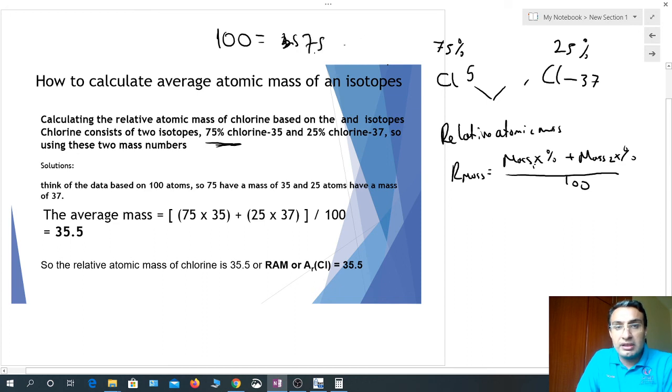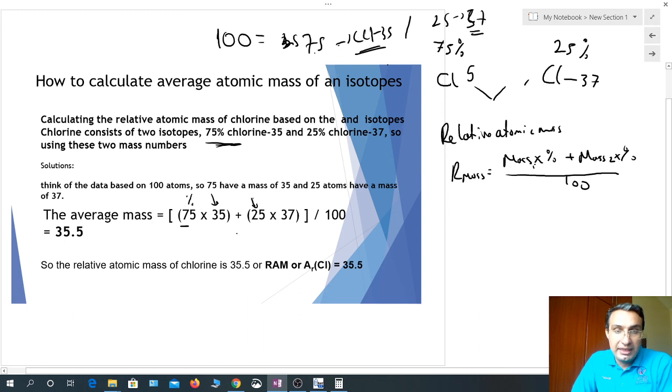75 molecules are chlorine 35. It means that 75 atoms or particles have 35 atomic mass, and 25 particles have 37 atomic mass. So when we calculate like this, you can see 75 multiplied by 35, where 75 is the abundance percentage and 35 is the mass, plus 25 multiplied by 37, divided by 100. So the atomic mass is 35.5.